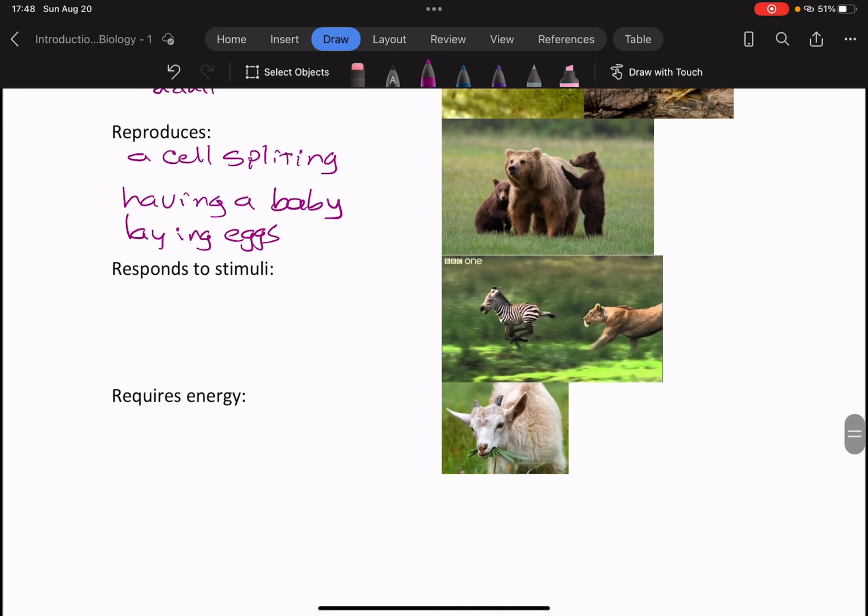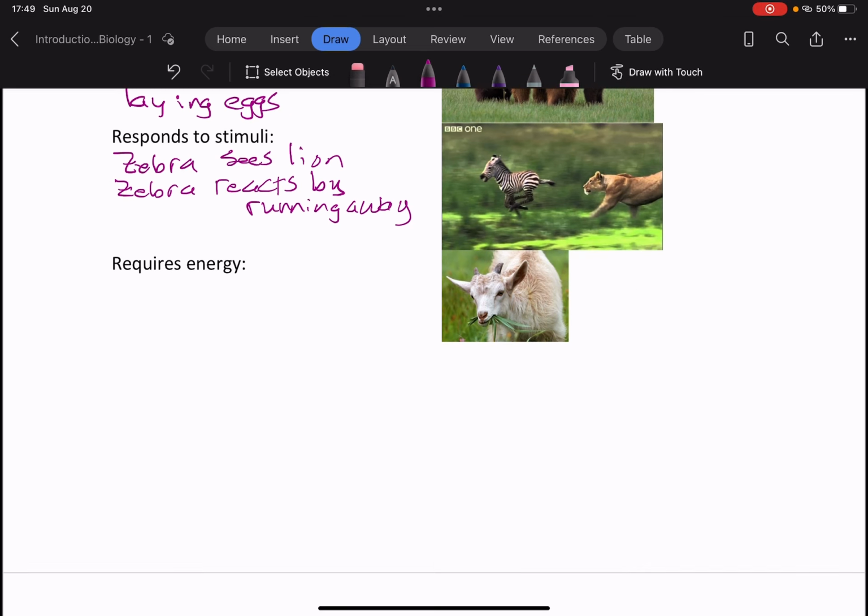It responds to stimuli. Look at the zebra here being chased by a lion. The zebra sees the lion. Oh, I'm scared. The zebra reacts by running away. Don't get me, lion. All right.